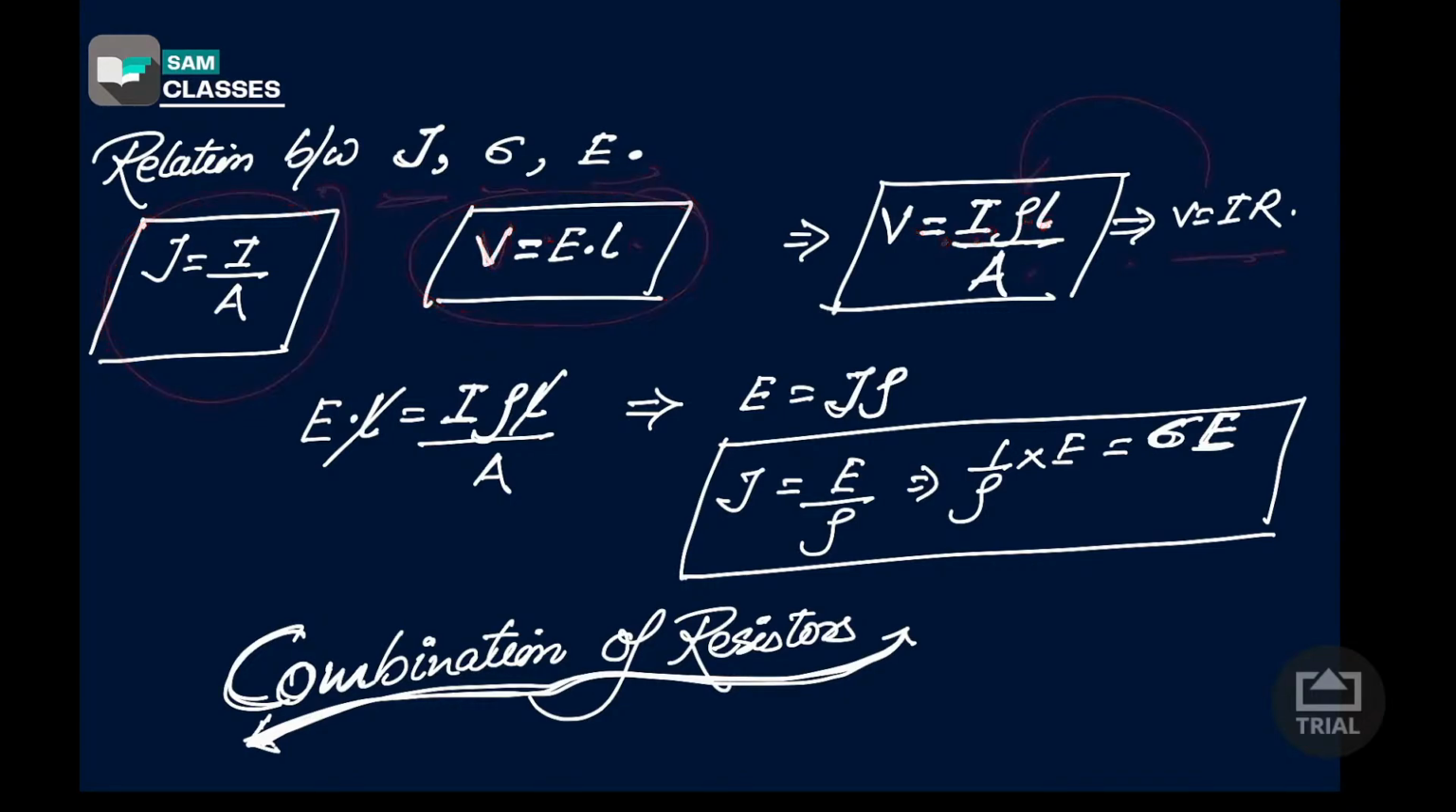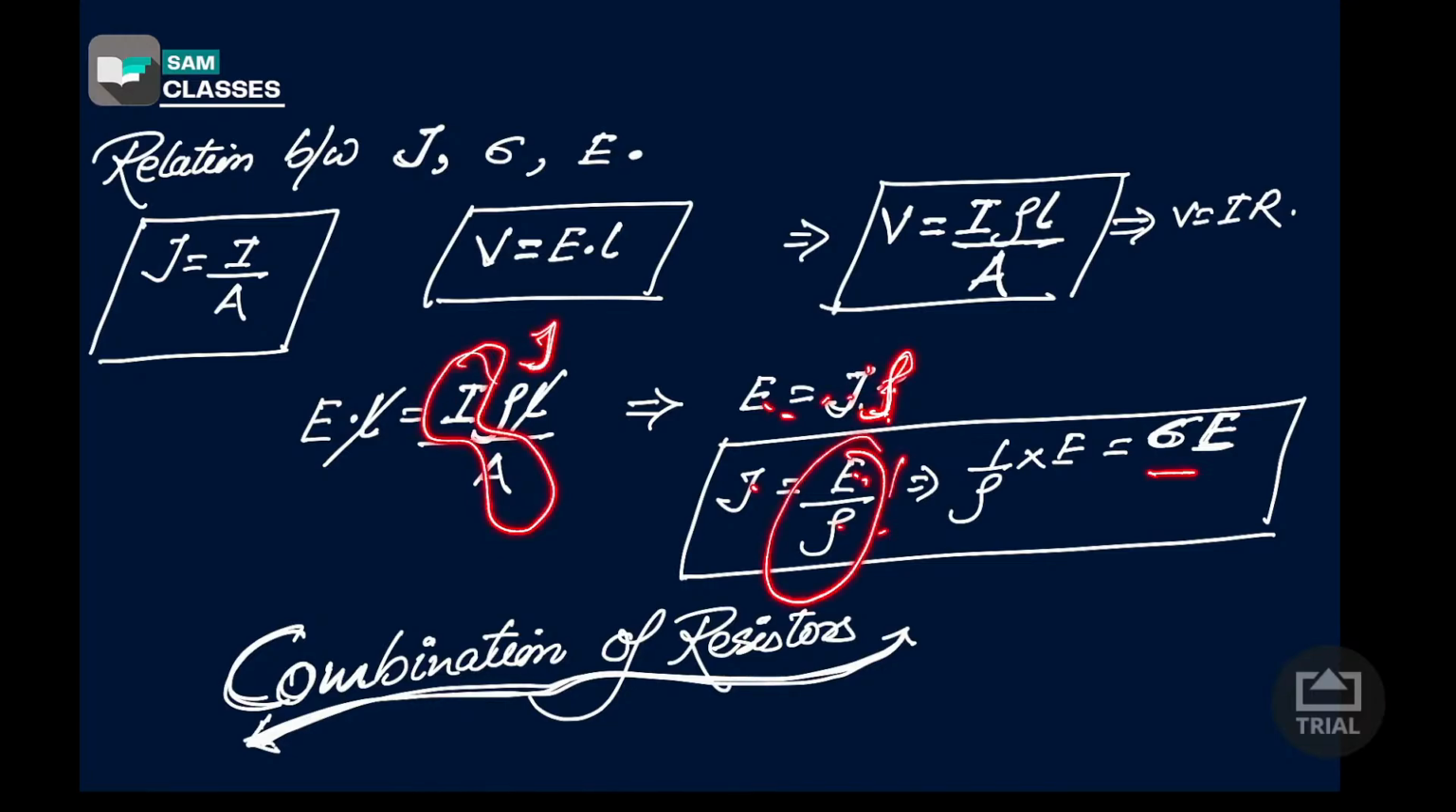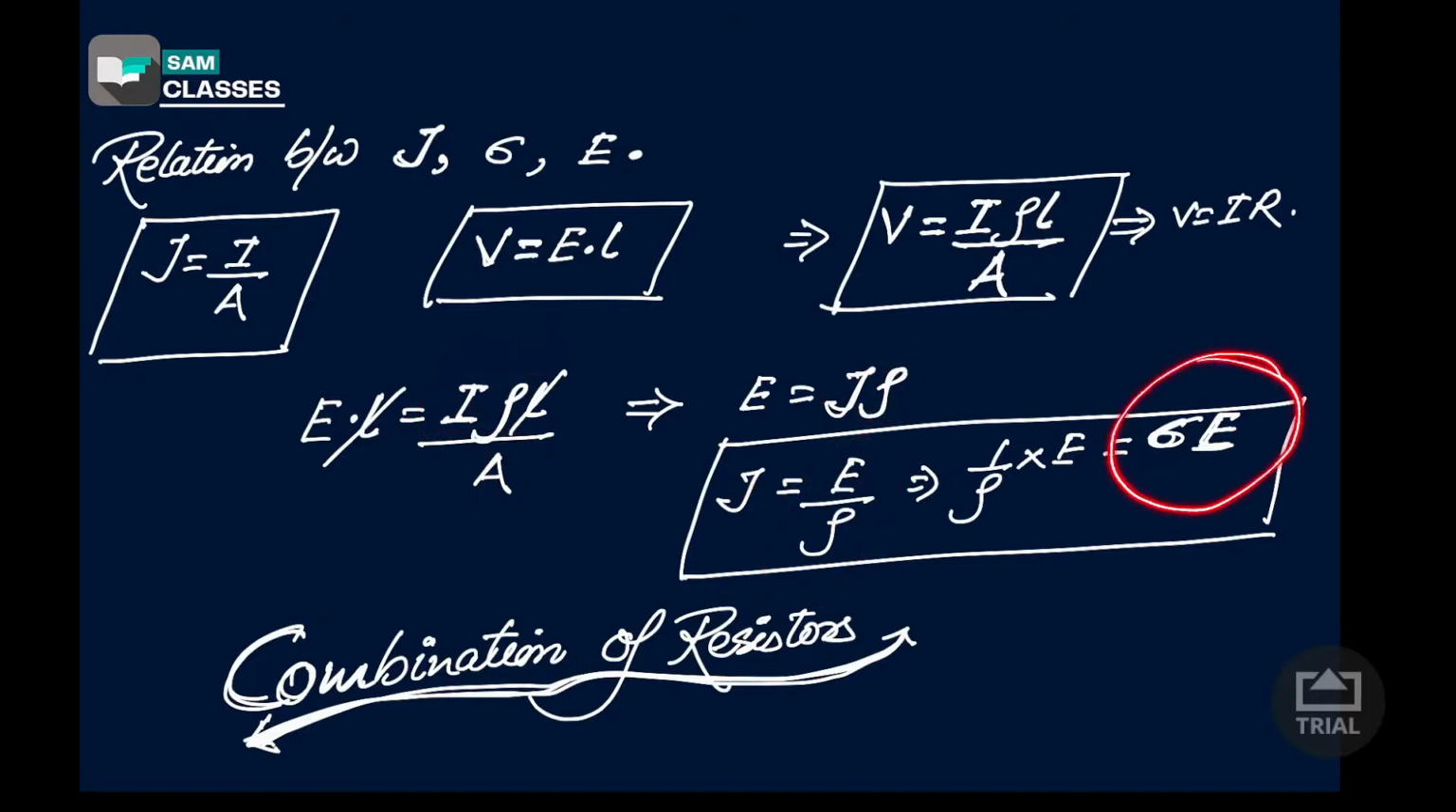So we can write V is equal to EL and we can write I rho L by A. So L got cancelled. So E is equal to I by A into rho. I by A is J only. So J is equal to E by rho. And 1 by rho is nothing but sigma. So J is equal to sigma E. Very important. Clear? Very important, students.